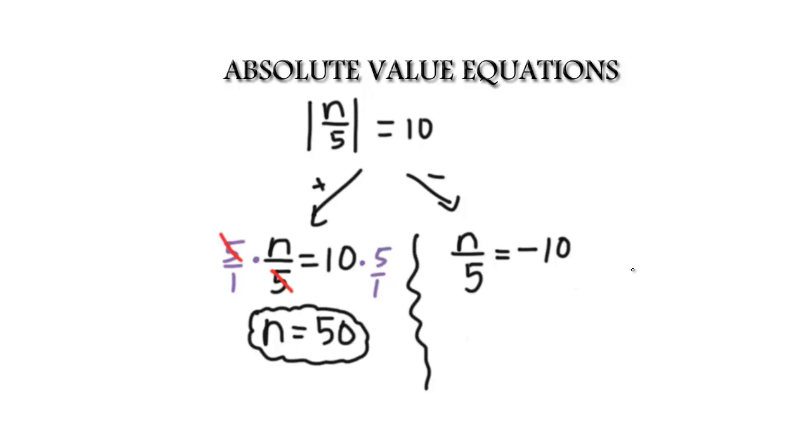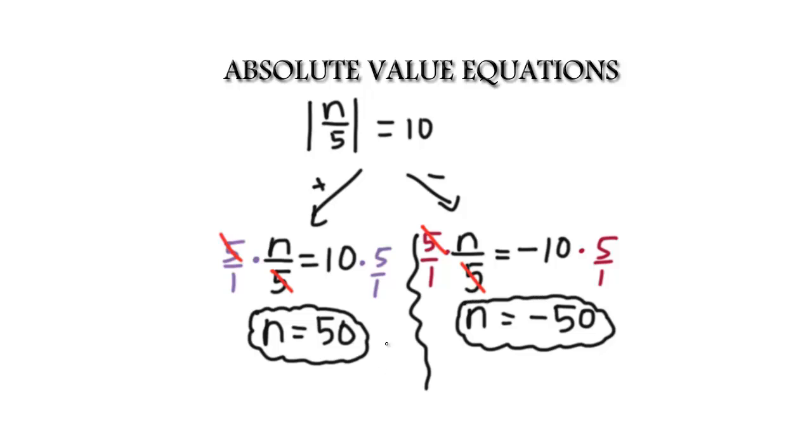And let's solve the one on this side. I'm going to multiply both sides by 5 over 1, so I can get rid of the 5 in the denominator. I multiply the left-hand side by 5, so I'm going to do the exact same thing on this side. And this 5 and this 5 go to 1, so we're good. We just have n equals negative 50. So those two answers, n equals 50 and n equals negative 50, are our answers for this absolute value equation. And we're done. We're pretty happy.